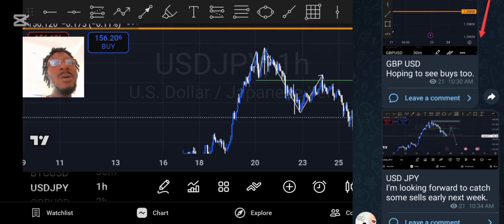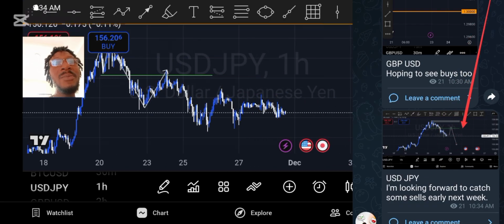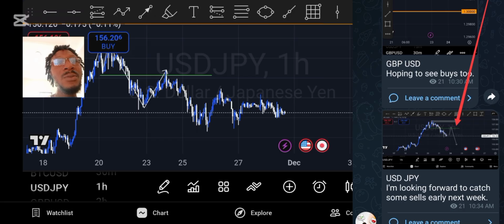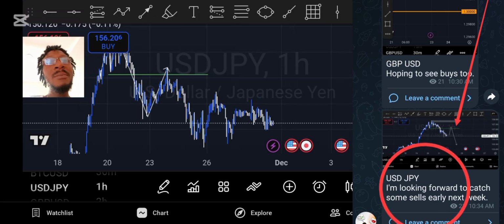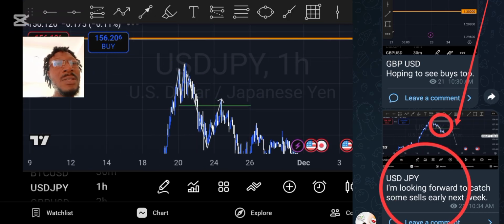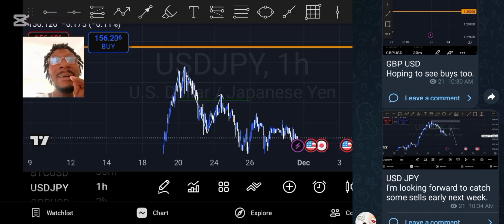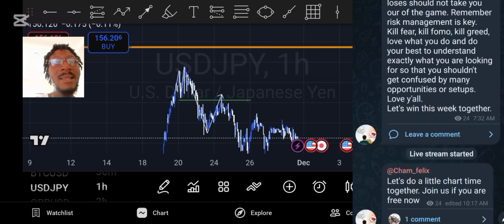For those who are not on Telegram with us, I will share this setup on this video. I will share the setup because I took this sell. All right, I took this sell.